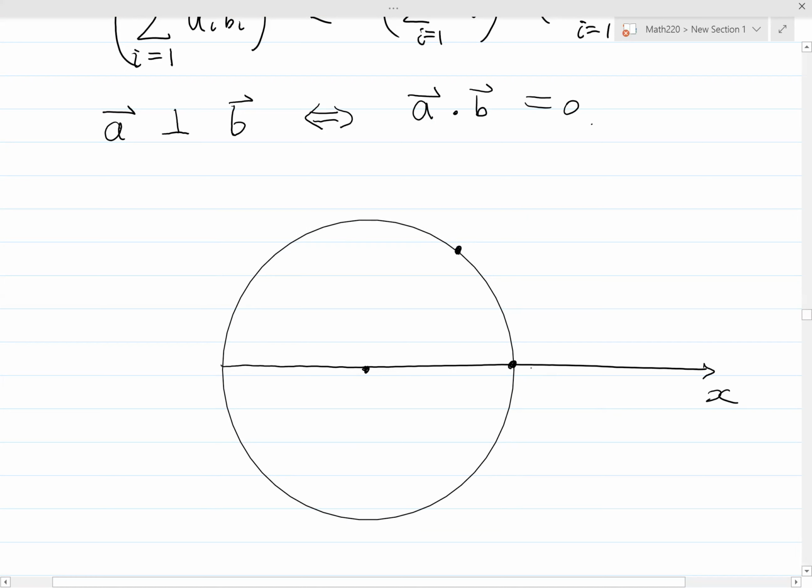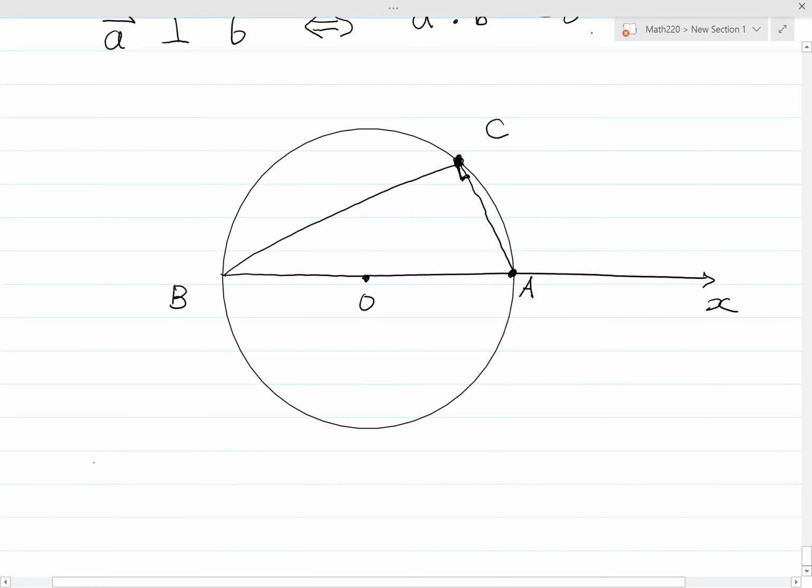Now let's take any point. Suppose this point is A, the center is O, and this point is B. Now any point on the circle, suppose it is C. From geometry, we know that if we connect AC with BC, then we get 90 degrees. If we don't know this theorem, then we want to prove that AC is perpendicular to BC.